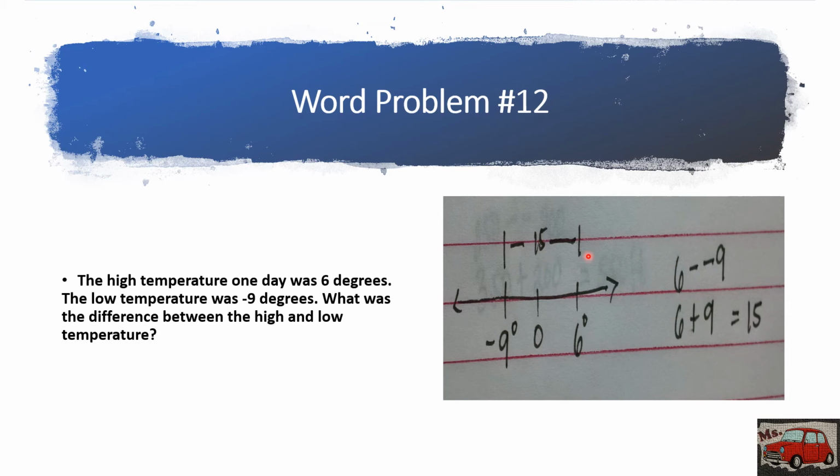Okay? So if we do the operation, yung keyword natin is difference, so the operation is subtraction. So we have now 6 minus negative 9. So again, if we minus integers, let's just add the opposite. So the minus will become add, and the negative 9 will be positive 9. So 6 plus 9, that is 15. Okay, so that is the difference between the high and low temperature.